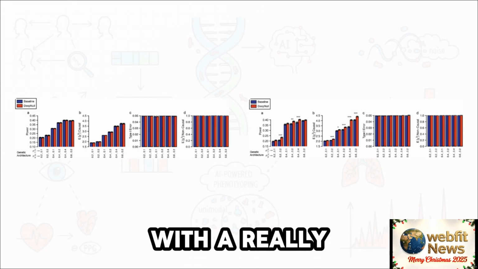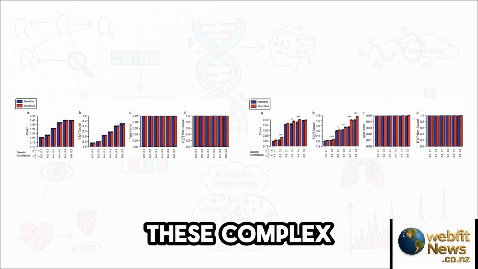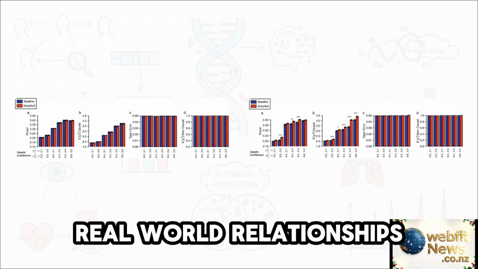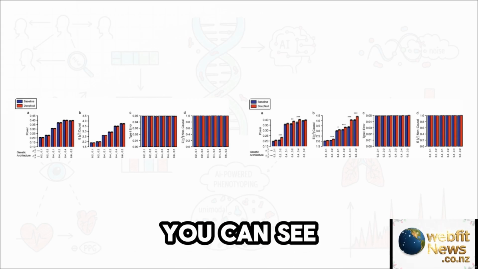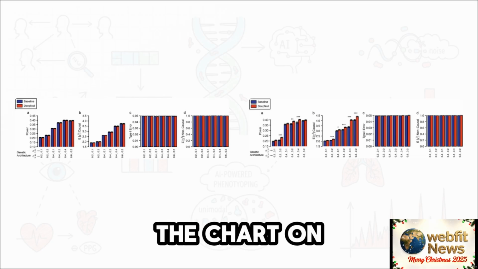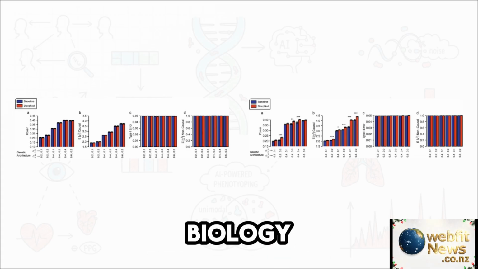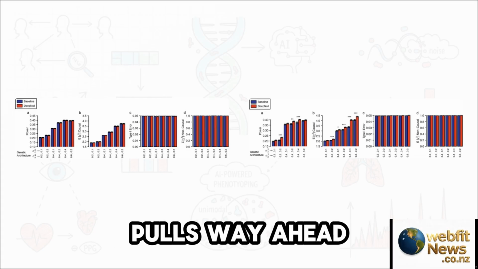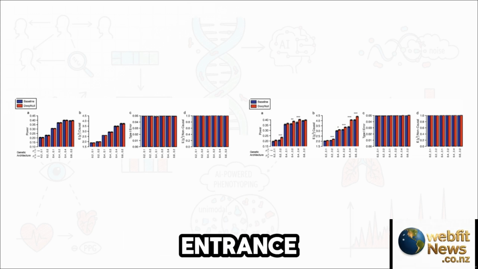To deal with this messiness, researchers came up with a really smart AI called Deep Null. It's designed to actually understand these complex real-world relationships. And check this out. On the left, when the data is simple and straightforward, you can see the old method and Deep Null are basically tied. But look at the chart on the right. When you throw in the kind of complexity you find in actual biology, Deep Null just pulls way ahead. It's like it can see the path through a tangled forest while the old methods are still stuck at the entrance.